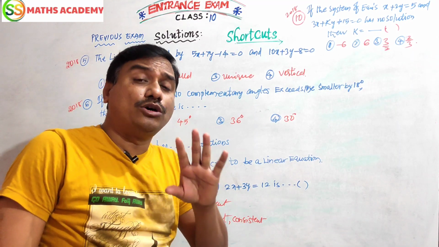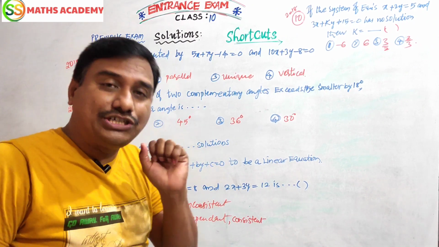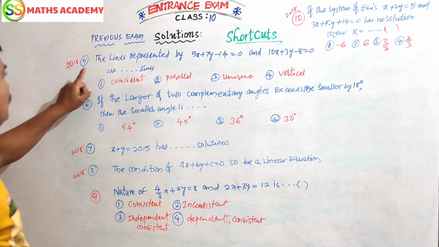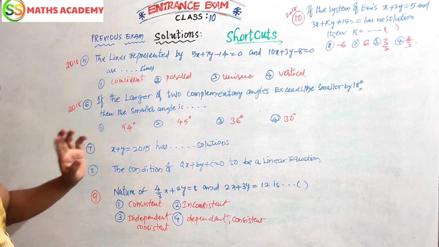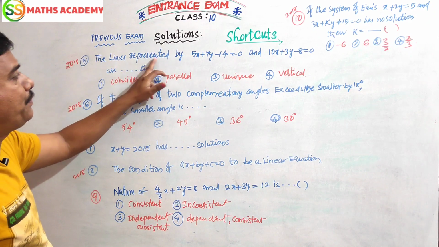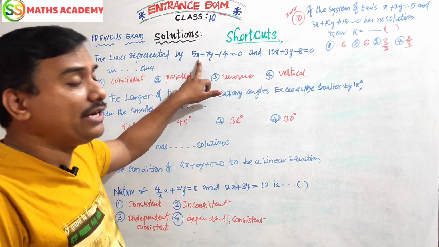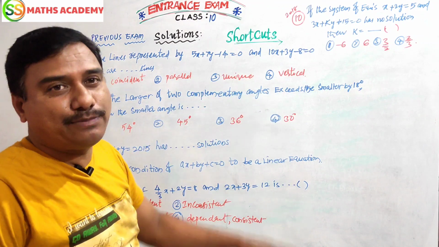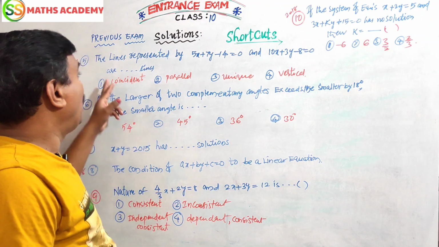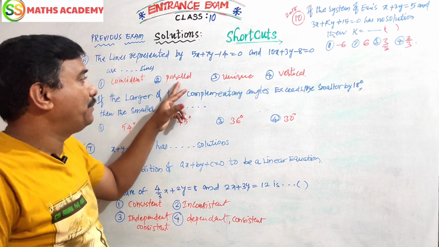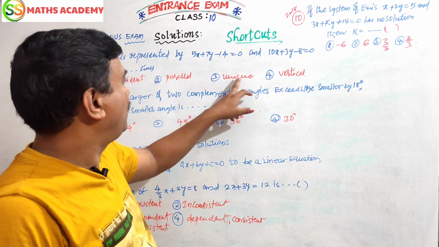Friends, see the 2018 questions and their solutions. The lines represented by 5x plus 7y minus 14 equals 0 and 10x plus 3y minus 8 equals 0 are dash lines: coincident, parallel, unique and vertical.